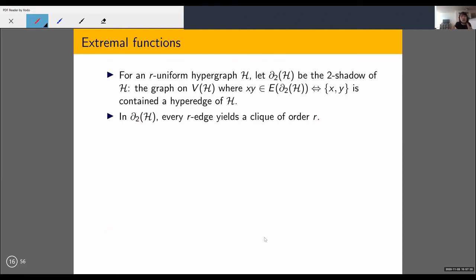Okay, so what we want to do is try to compare this to some extremal type of problems in graphs. One way you can do it, if we have an r-uniform hypergraph, we can define what's called the 2-shadow of the hypergraph. This is a graph on the same vertex set where we put an edge xy for every pair xy which is contained together in a hyperedge of H. So if we started with an r-uniform hypergraph, then every edge, which has size r in the hypergraph, is going to give me a clique of order r in the shadow as well.